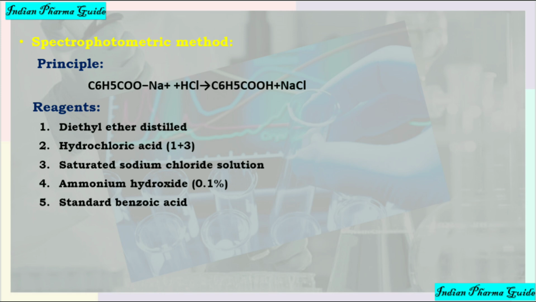is determined. Reagents of spectrophotometric methods. First one, diethyl ether, distilled water and HCl, saturated sodium chloride solution, ammonium hydroxide in 0.1%, and standard benzoic acid.